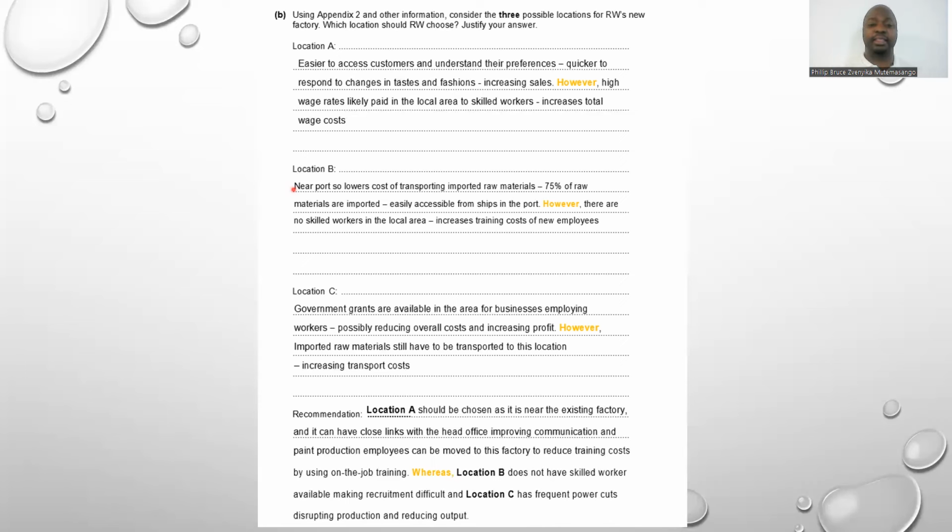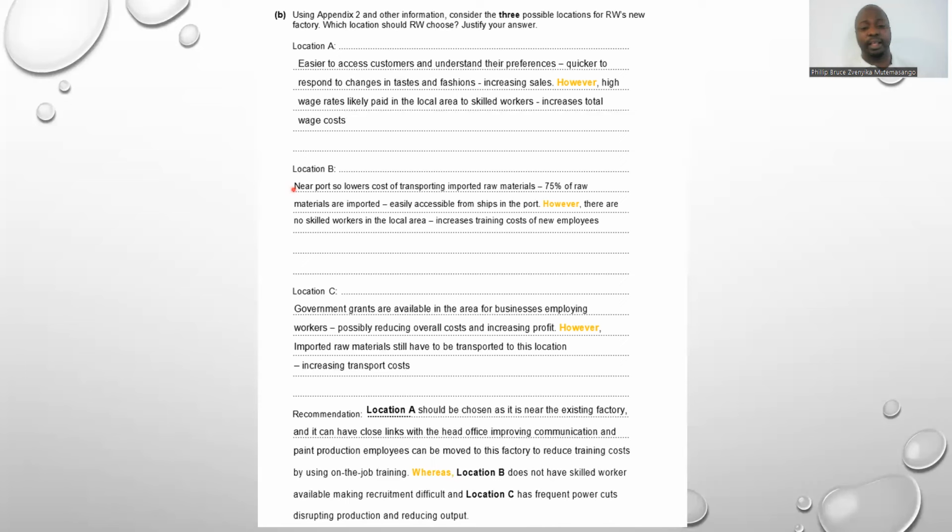And however, there are no skilled workers in the local area, meaning to say what? To the business, this increases the training costs of new employees. So you are forced to train employees because there are none who are skilled in that particular area. That will go on to increase your costs as the business.